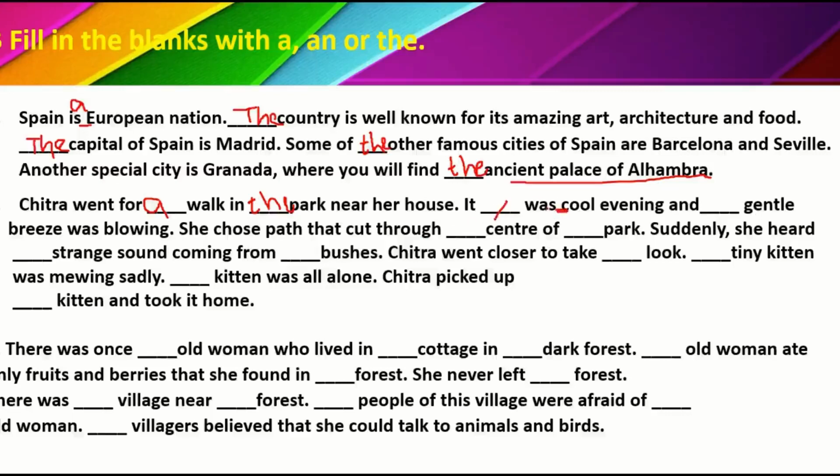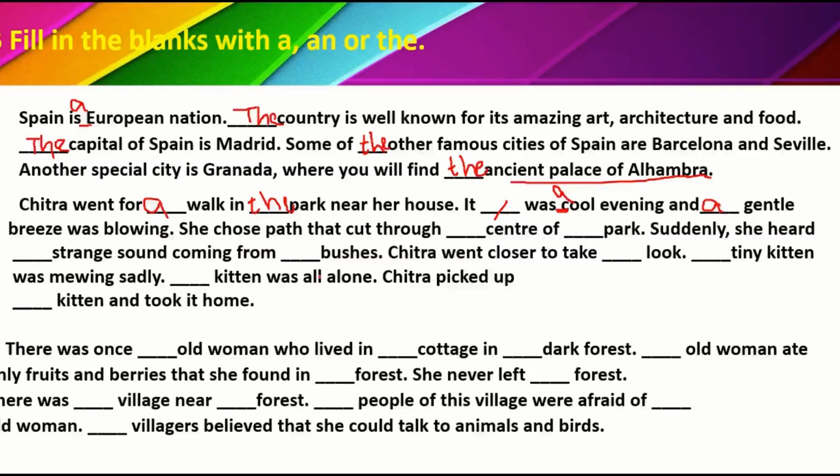It was a cool evening. It was a cool evening and a gentle breeze was blowing. So we can use "a" over here.